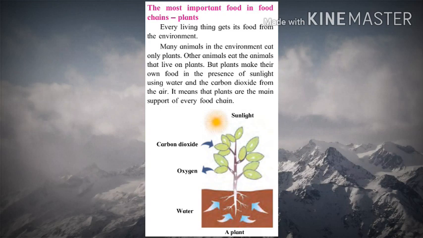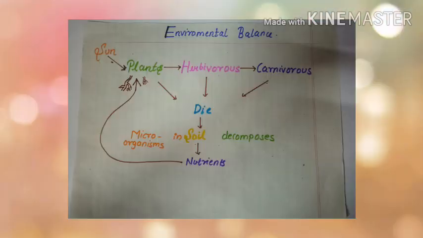See, the roots of the plants absorbing water from the soil. It gives out oxygen, takes carbon dioxide, and with the help of sunlight, it produces its own food. Now, environmental balance. There are many food chains in our environment. Because of these food chains, every living thing gets the food it needs and therefore continues to live.